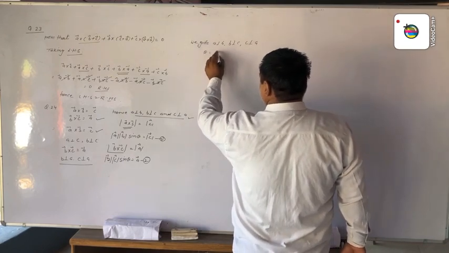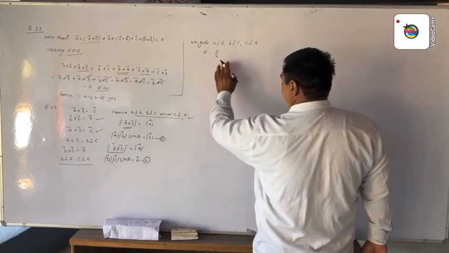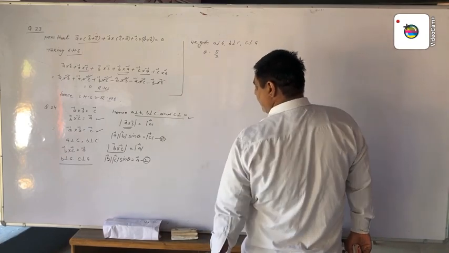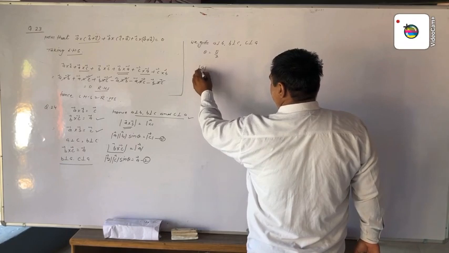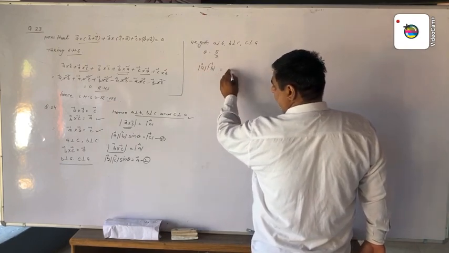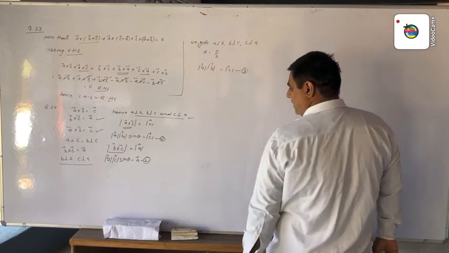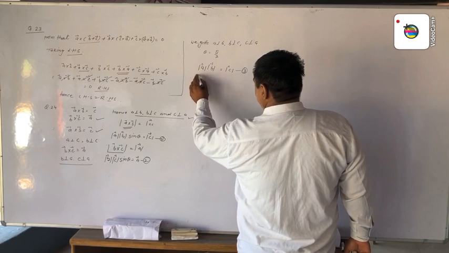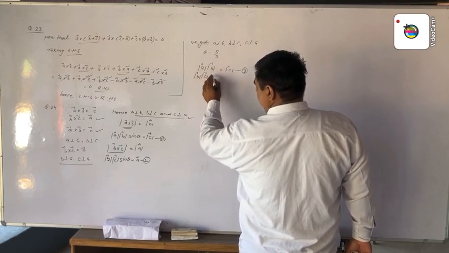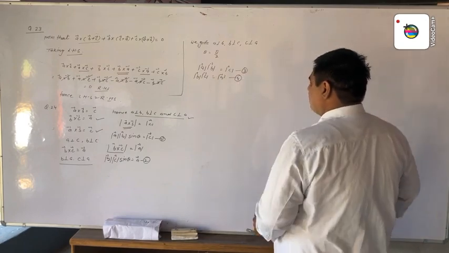Now theta is equal to pi by 2 in this. Now we put the value of theta, pi by 2, in equation first and second. Vector a magnitude into vector b magnitude, sin 90 is equal to 1, then we get vector c magnitude. This is the new equation third. And vector b magnitude, vector c magnitude is equal to vector a magnitude. This is equation number 4. Now we solve these equations.